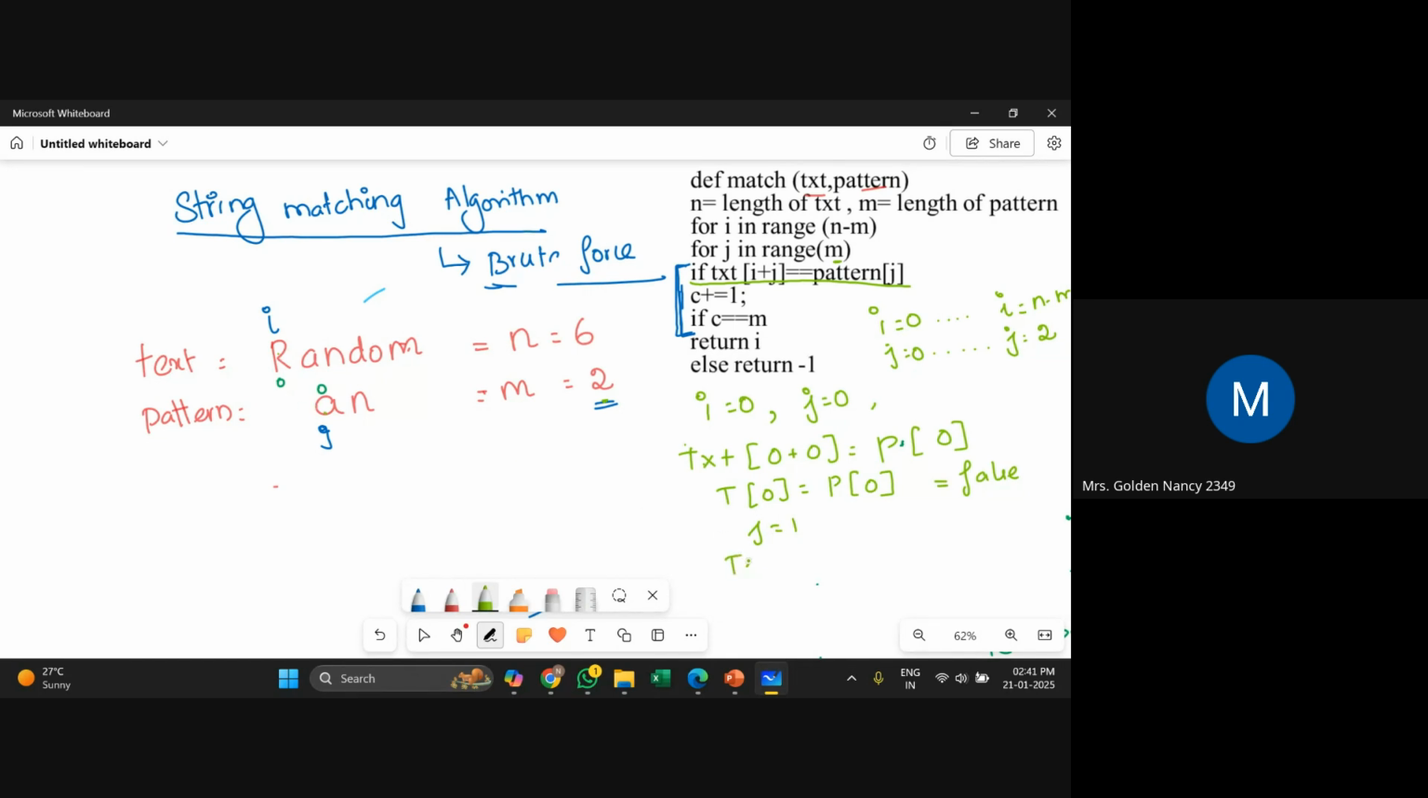Now i is still 0, and j alone is incremented. j is 1, so text of 0 plus 1 is compared with pattern of 1. We are checking whether this and this are equal. No, it is not equal. So the j loop is exited. Now we are incrementing the value of i.